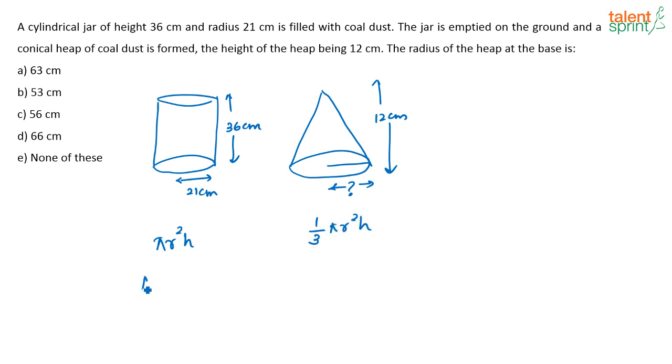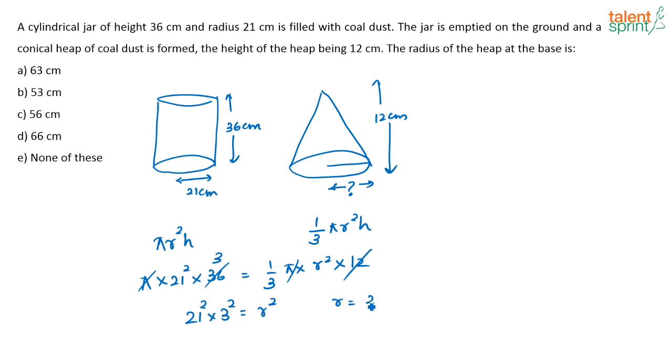So here volume of the cylinder is nothing but pi into 21 squared into 36. This is equal to 1 by 3 pi into r squared, we have to find that out, into height. Height is 12. So pi will get cancelled. So you will have 21 squared into 3 squared is equal to r squared, or I can say r is equal to 21 into 3, which is equal to 63. Correct answer is option A.